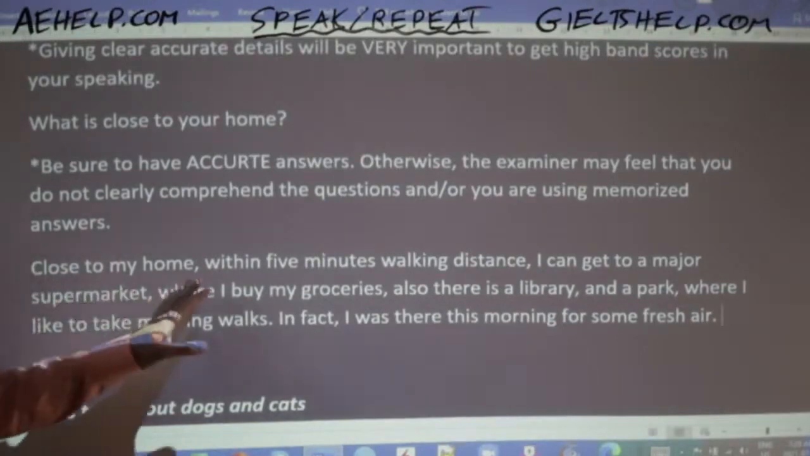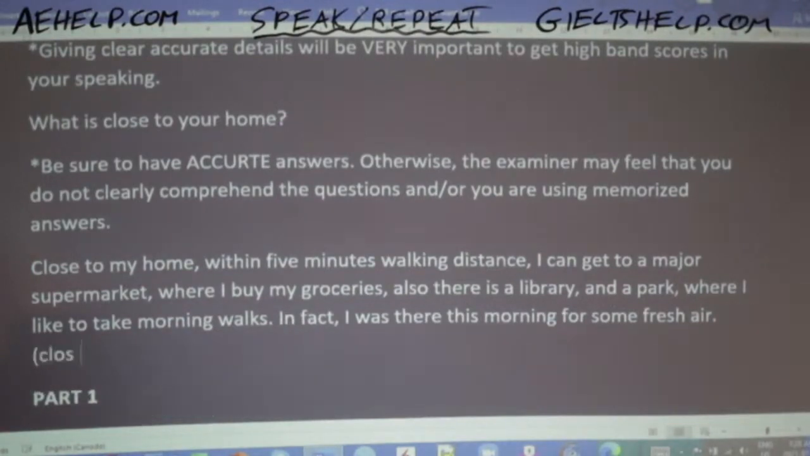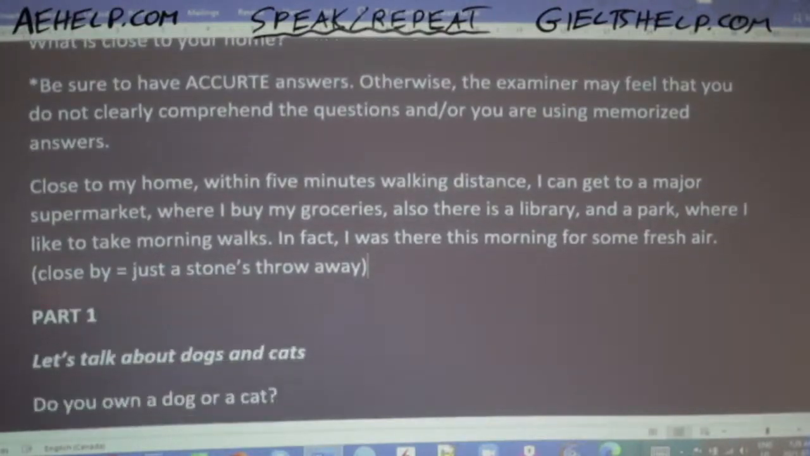Now, an idiom that I'll teach you here as well that you can practice in the future, close to home or close by, is just a stone's throw away. Okay, so let's do this two ways. One with minutes, one with just a stone's throw away. So repeat after me, okay?